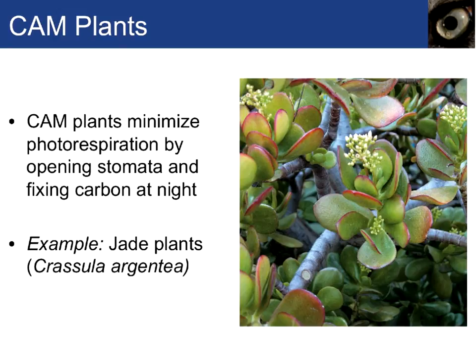So CAM plants minimize photorespiration by opening stomata and fixing carbon only at night. This limits the amount of evaporation that occurs when the stomata are open. One example of this is the jade plant. The trade-off with this is that plants are only able to make sugar at night.